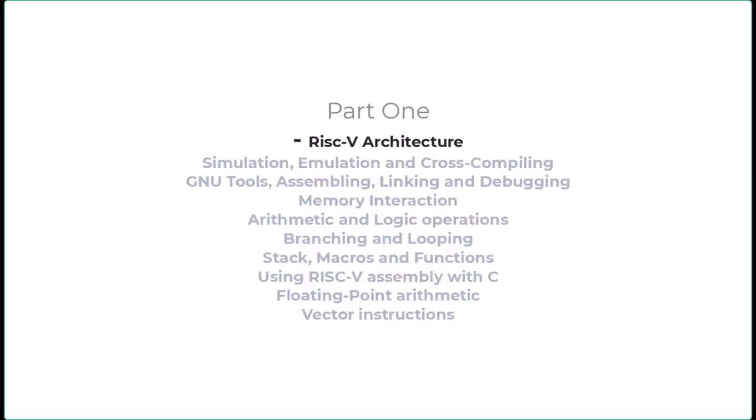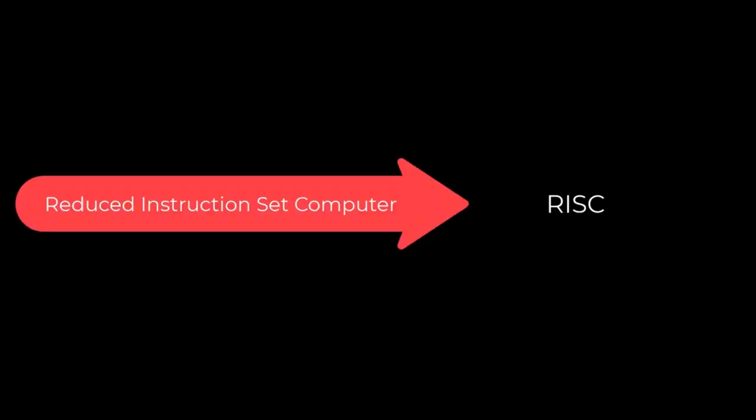Part 1. RISC-V architecture. The design of RISC-V uses a reduced instruction set computer (RISC) architecture. RISC-V originated in 2010 as a project at the University of California, Berkeley. The suffix V indicates that it is the fifth generation.